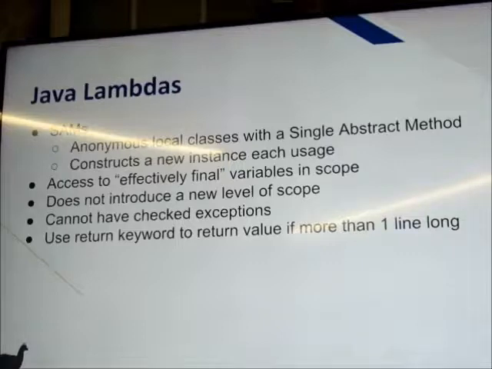And you can't use, the way they're defined, they have the return keyword to return a value. And that's significant when we talk about Kotlin Lambdas because there's a major difference there. But Java Lambdas actually use the return keyword, or they can be defined in one line, in which case they don't.